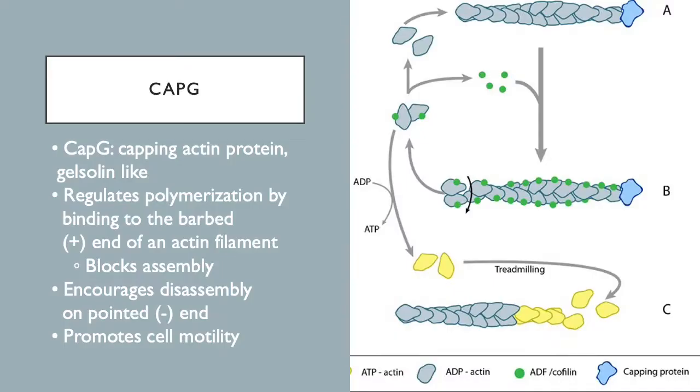CapG stands for capping actin protein. This protein regulates actin polymerization by binding to the positive end of the actin, preventing the addition of subunits. This allows for disassembly of the negative end of the actin, and once enough actin subunits are released and processed, the capping protein is removed from the plus end and growth can continue. CapG overall promotes cell motility and regulates the rate and site of actin polymerization.